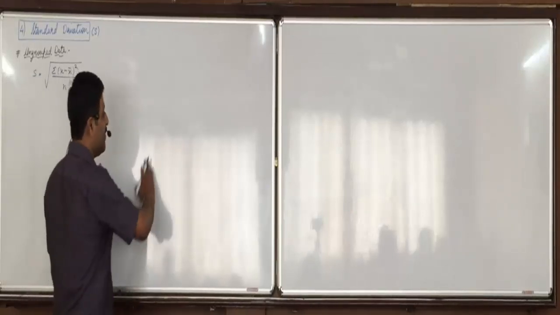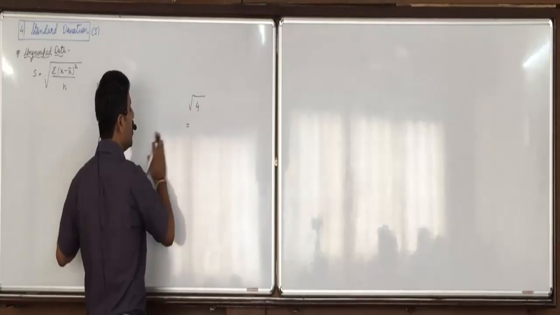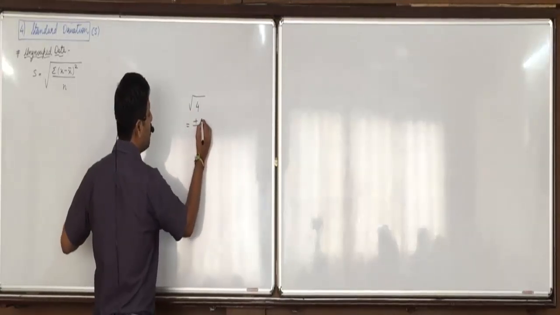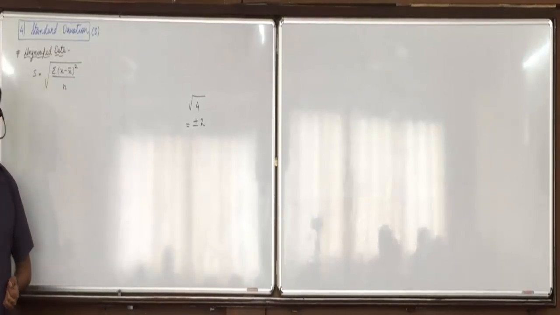Now, what is the definition? Understand it. First of all, what is square root of 4? Wrong. It's plus minus 2. Square root of 4 is plus minus 2. Plus 2 square is also 4. Minus 2 square is also 4.